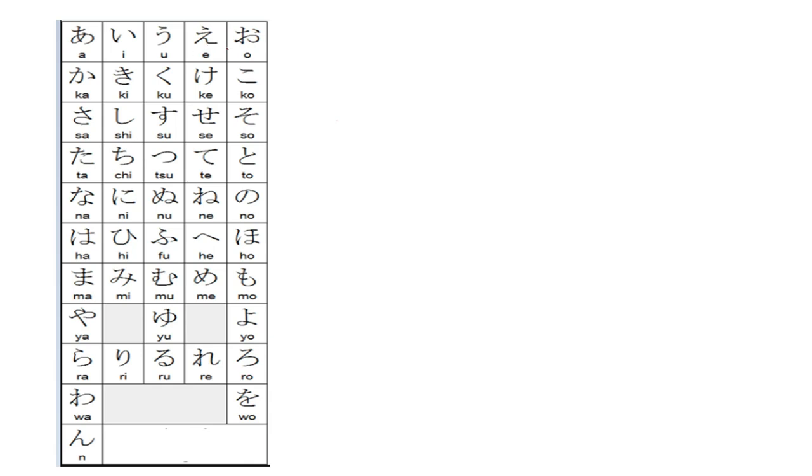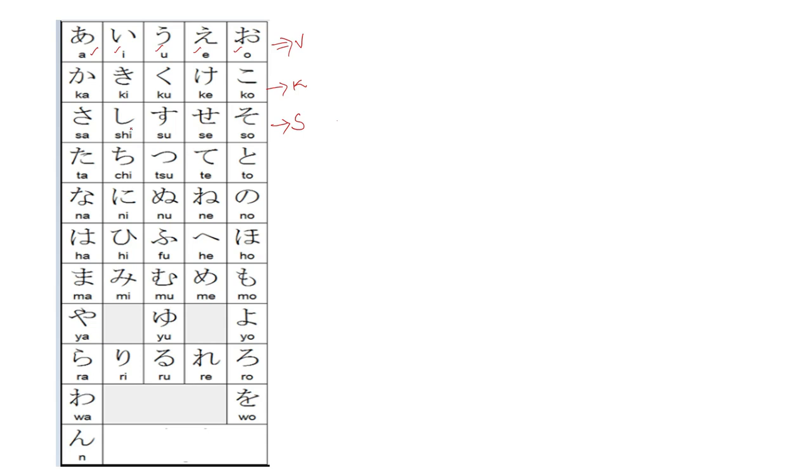So guys, this is the Hiragana chart, and the first line of the chart is the vowels line. And the vowels are A, I, U, E and O. The next line is the K line. The K line is Ka, Ki, Ku, Ke and Ko. The next line is the S line. Sa, Shi, Su, Se and So.